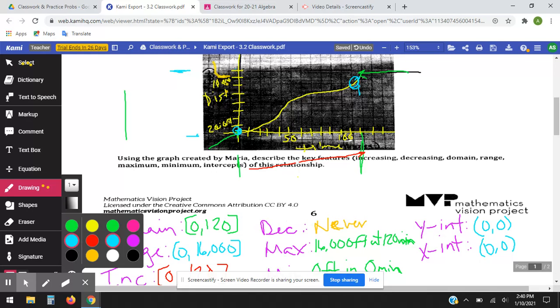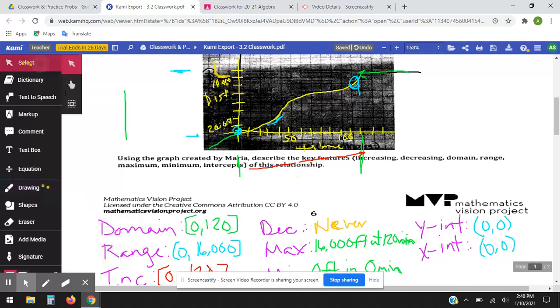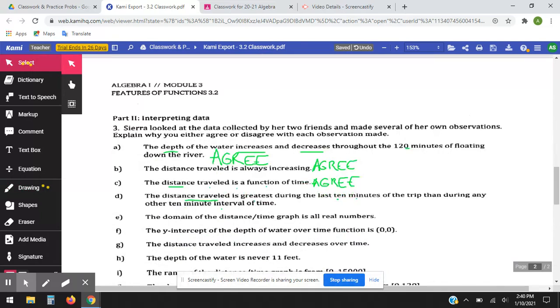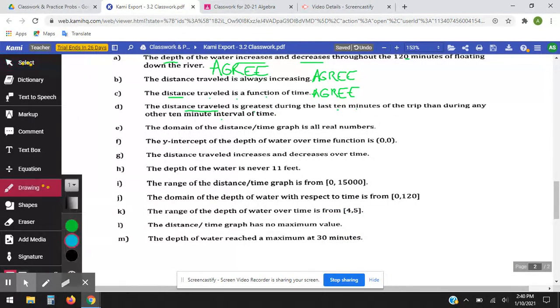Not necessarily, because it looks like they kind of did a similar thing over here. Kind of had some steep spots on this side too. So I'm going to disagree with this, because I think there was more than one spot where they were going that fast. So this one's going to be a disagree.